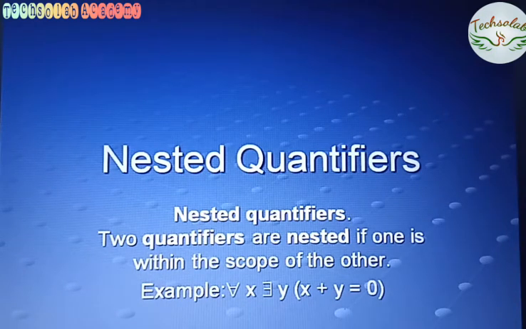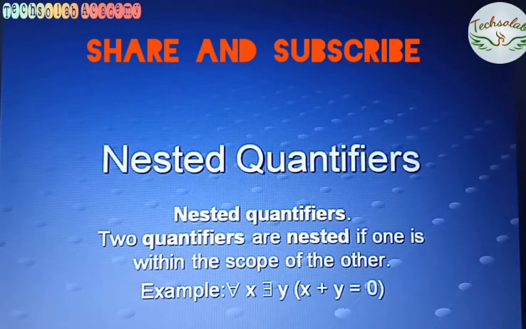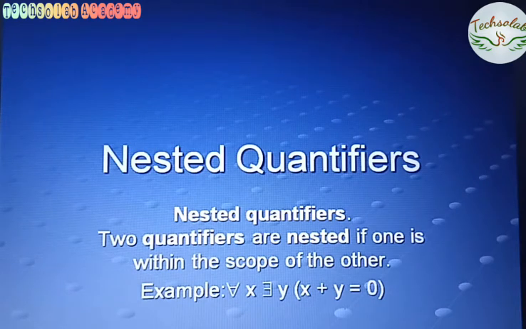Students, we have already discussed that for all is the universal quantifier, and there exists is the existential quantifier for some elements. So for all x is a quantifier, and within its scope there is another quantifier, there exists y such that x plus y is equal to 0. It means if our domain is real numbers, then for all real numbers there exists at least one number y such that x plus y equals 0. It is a true predicate statement.